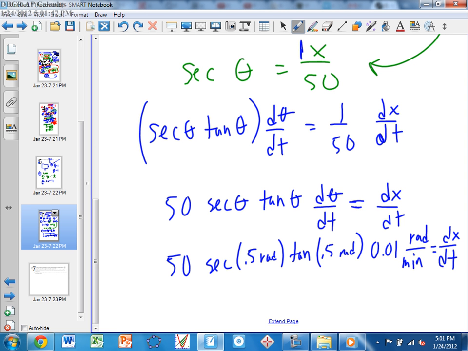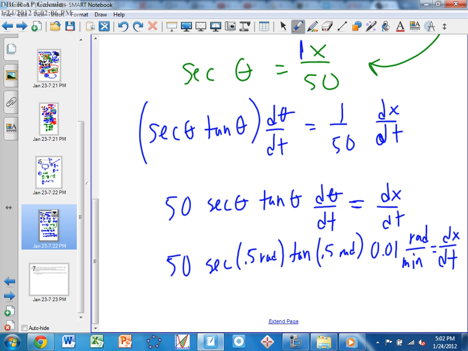When you take the secant of 0.5 radians, the units drop off. Think about it. If you took the sine of 30 degrees, what is it? 1/2. Are there any units on that? What happened to the degrees? Where did they go? They drop off. Same thing. So don't try to cancel radians or multiply your radians here.